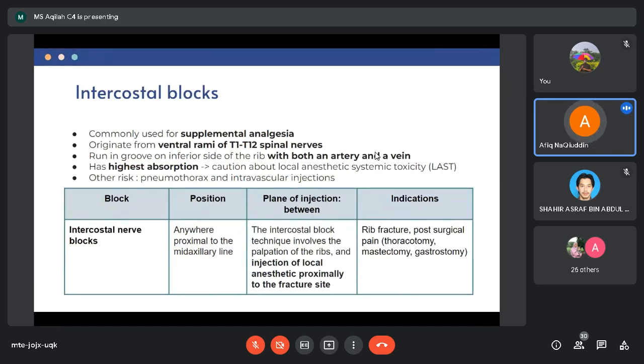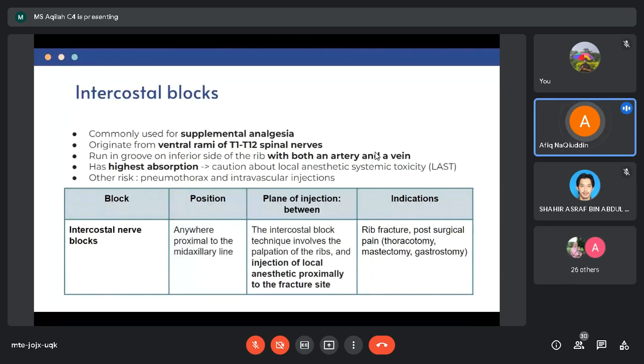Then we have the intercostal block. It is commonly used for supplemental analgesia, not as the primary. We aim at the nerve that originates from the ventral rami of the T1 to T12 spinal nerves, because these spinal nerves run in the groove on the inferior side of the rib, together with the artery and the vein. Because it runs together with the artery and the vein, we need to be cautious about local anesthetic systemic toxicity, because it has the highest absorption. We can also see the risk of developing pneumothorax or intravascular injection.